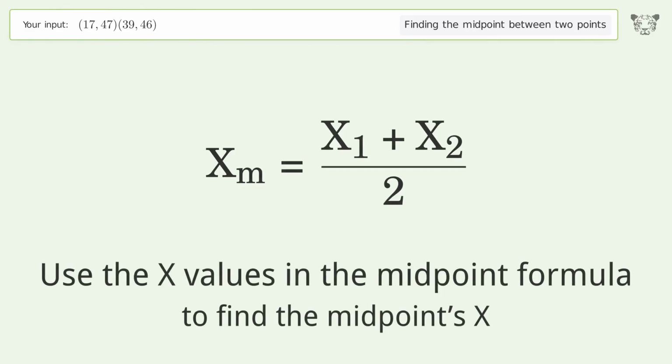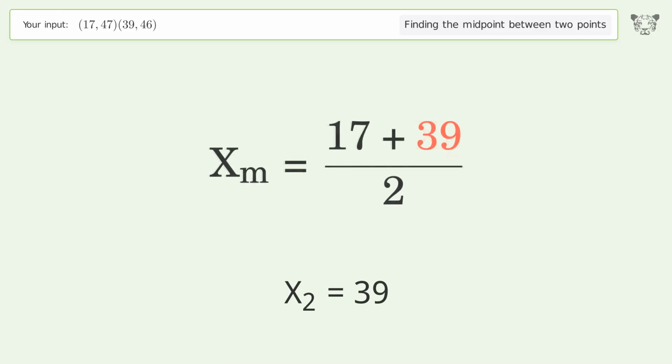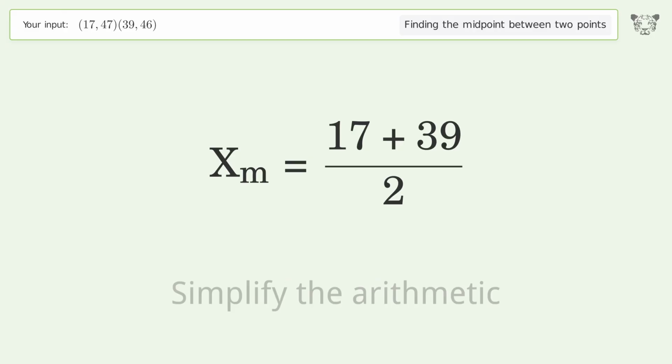Use the x values in the midpoint formula to find the midpoint's x. x1 equals 17. x2 equals 39. Simplify the arithmetic.